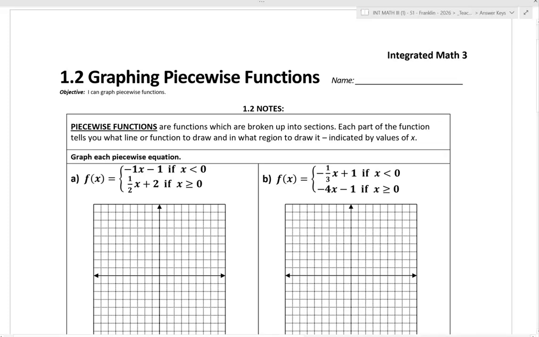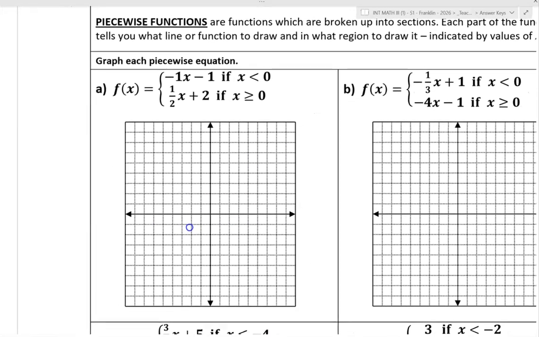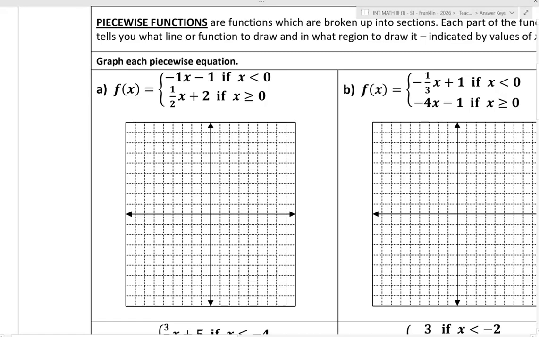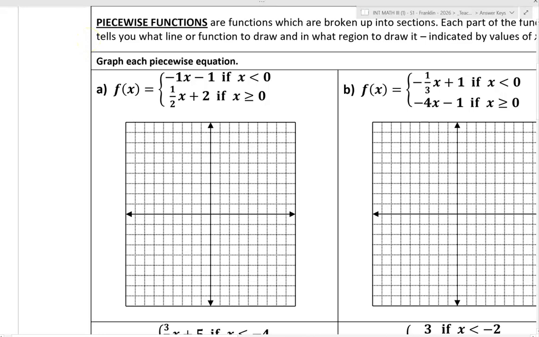So for the first example here, we're looking at f of x equals negative 1x minus 1 if x is less than 0, and 1/2 x plus 2 if x is greater than or equal to 0. So we're first looking at where this function splits up, and it splits up at 0 for x. So we have one function less than 0 and one function greater than 0. So I like to mark the change points. So this is where x is equal to 0.